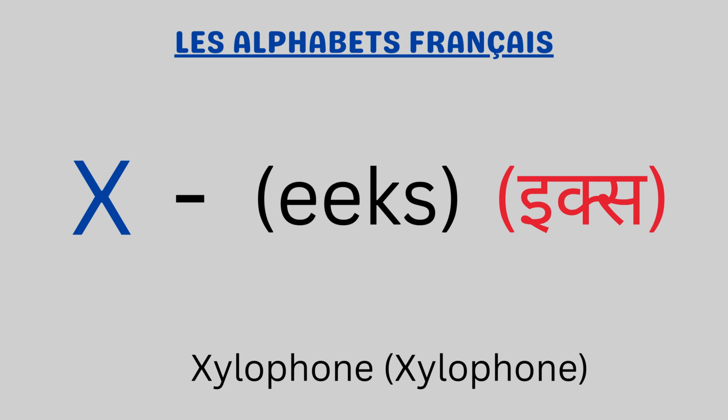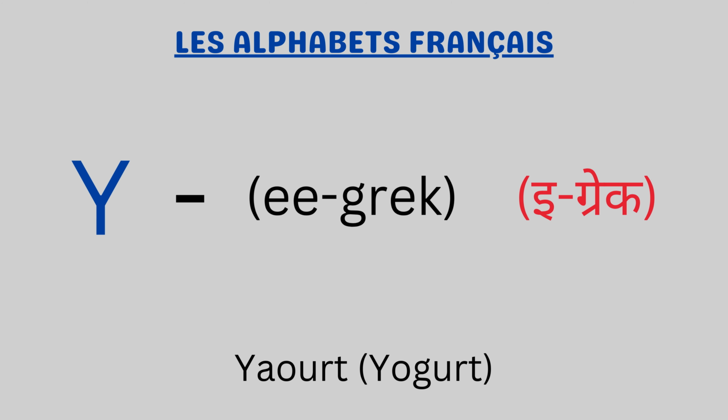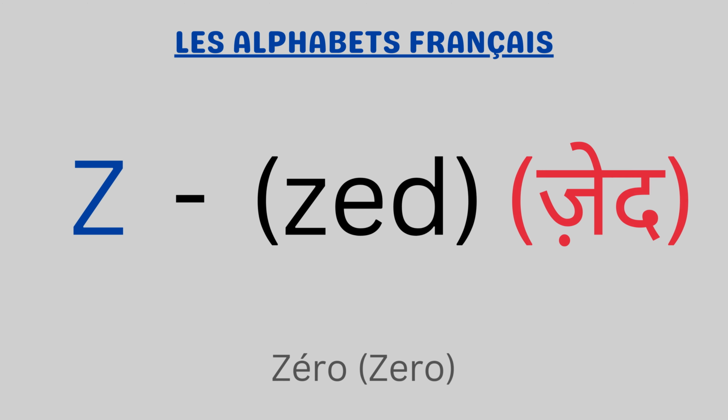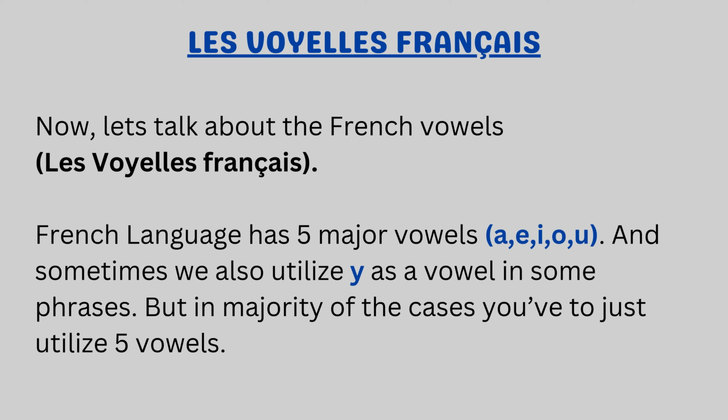X, xylophone. Y, yaud. Z, zeho. So these were the alphabets in French.